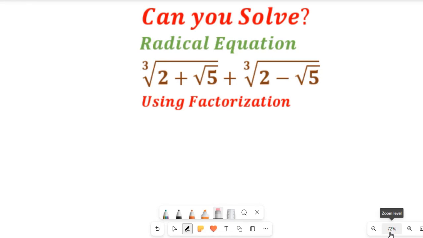In this video, let's learn how to solve this sum of radicals equation. This is an addition of radical equation, and I want to see how we'll do it using the factorization method.